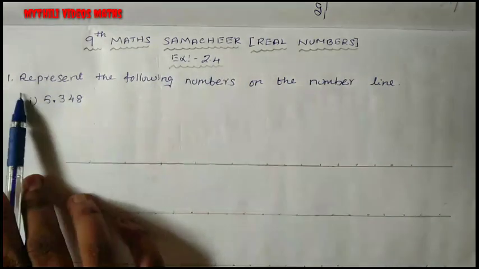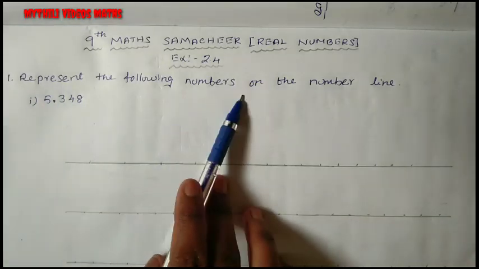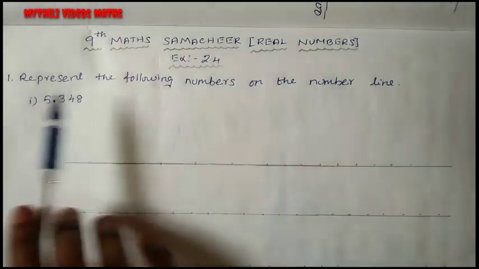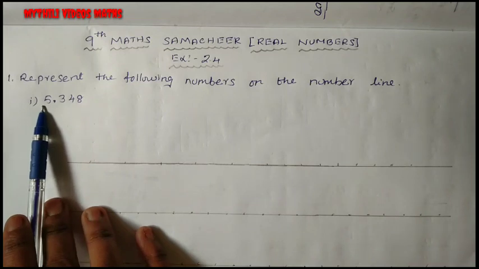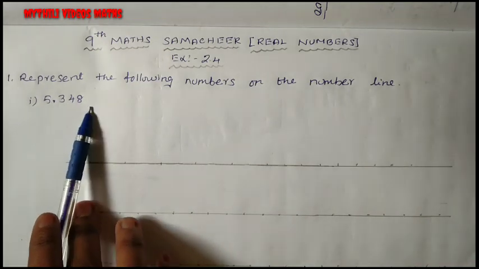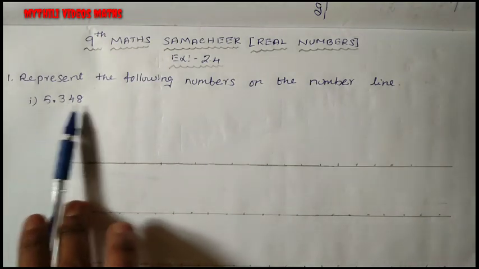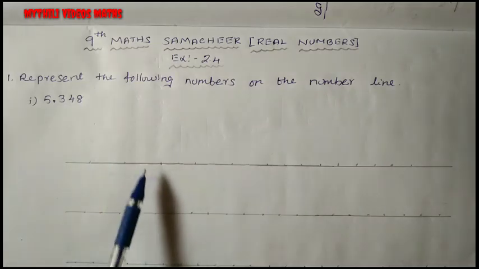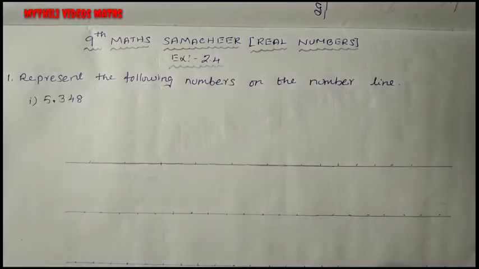Okay, so in this first sum, represent the following numbers on the number line. Okay, so the first subdivision is 5.348. Okay, 5.348, the decimal number, we have to write on the number line. So, number line, draw.